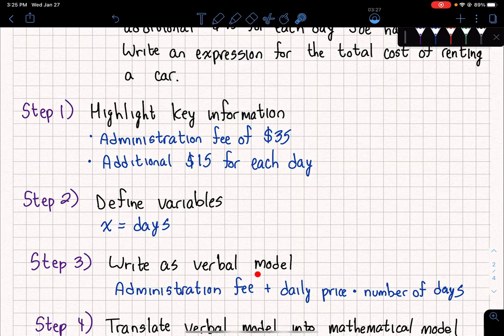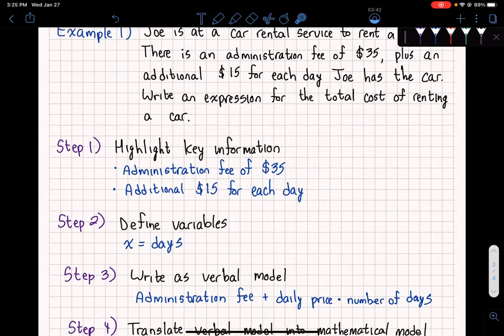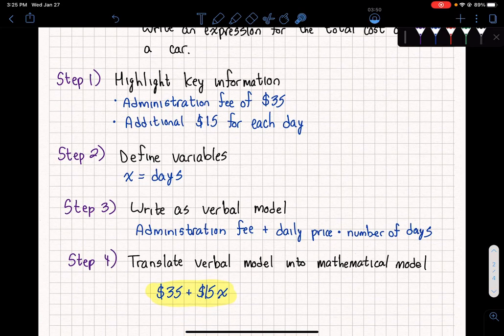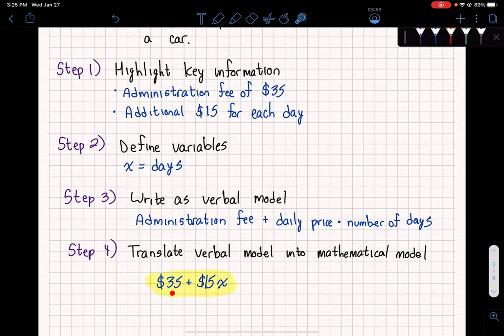We're going to translate this model using plain English, and then we're going to translate it to math. But first, let's see how this would look in just plain English. When you're renting the car, you have to pay the administration fee plus whatever the daily price is times the number of days. And that's exactly what the problem says here. The administration fee plus $15 times number of days. And lastly, we translate this to a mathematical model. The administration fee is $35 plus the daily price of 15 times our unknown number of days. And this would be the mathematical model for the given problem.